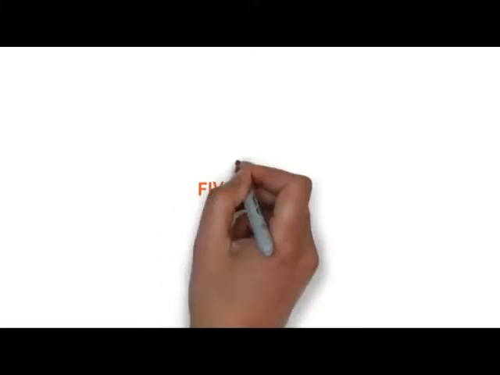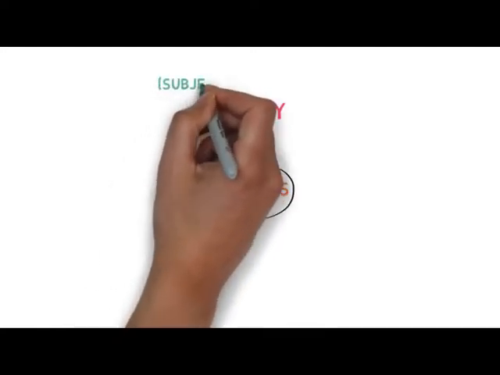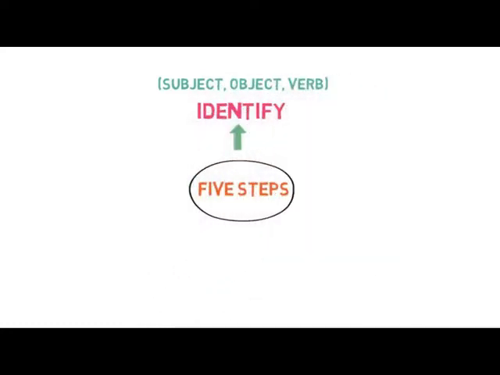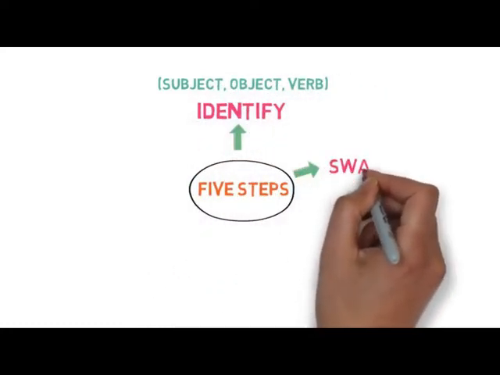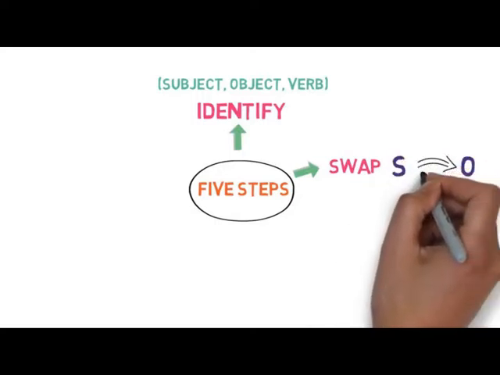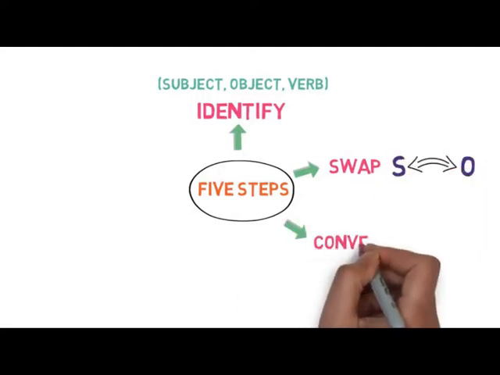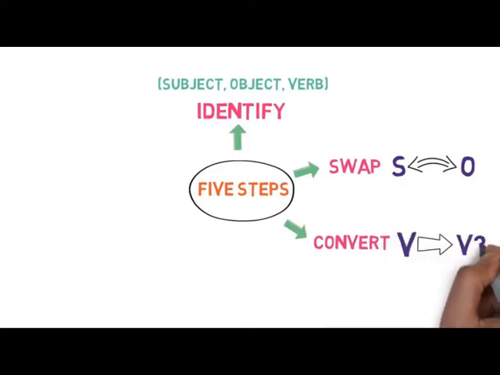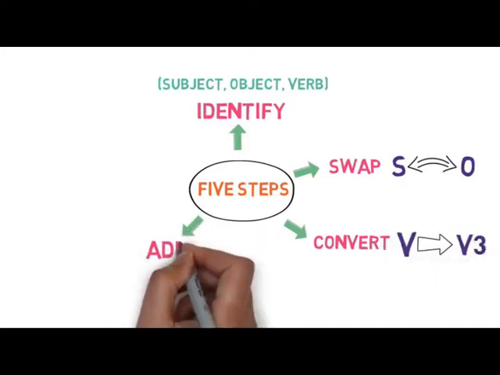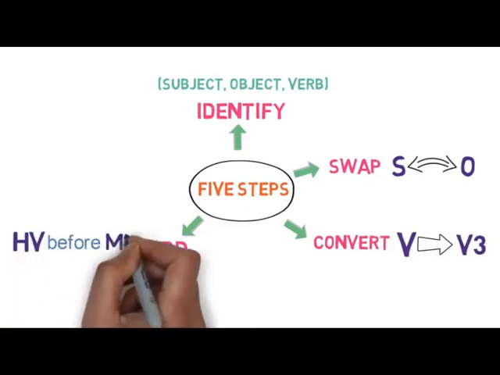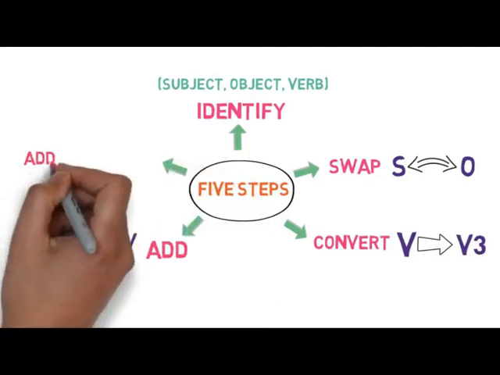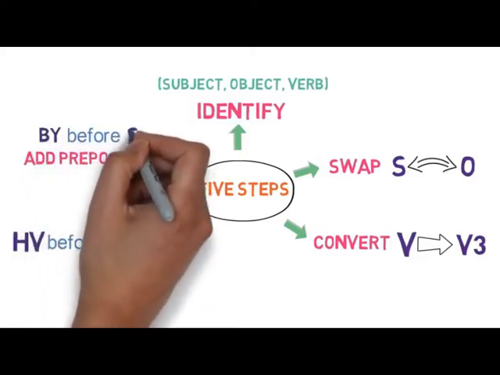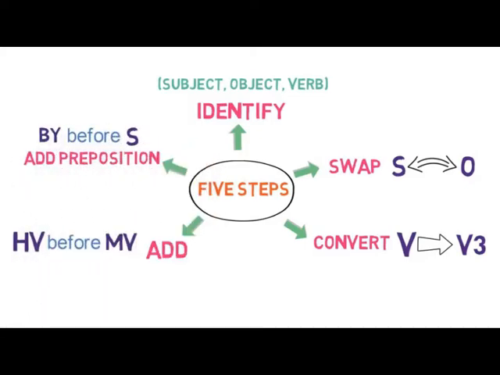We have 5 steps to do that. First of all, we have to identify subject, verb, and object of the active voice sentence. The subject, the object, the verb. Then we have to swap subject with object and object with subject. We will convert verb to be third conjugation of the verb, and we will add verb to be before, and if we want to end our sentence by using the subject, we will add by before it.